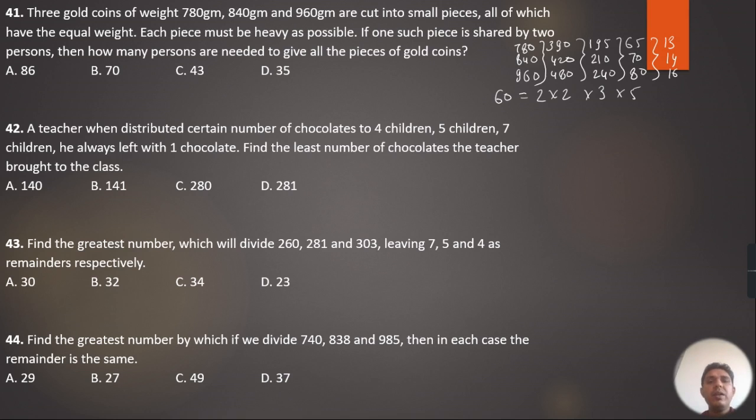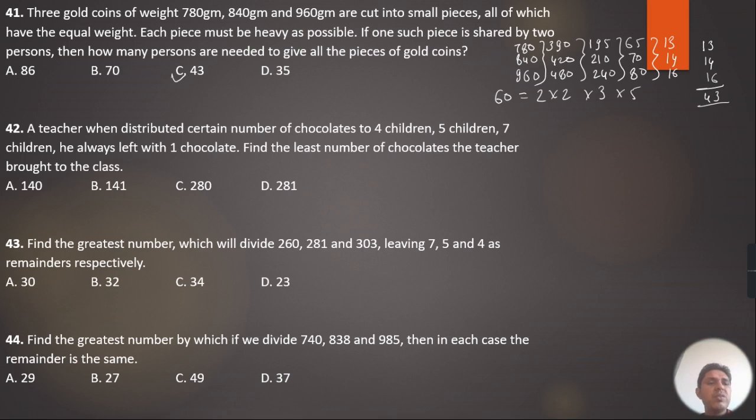So the number of coins that will be needed, 780 divided by 60, that we will get here 13. 840 divided by 60, that is 14, and 960 divided by 60, so we will get 16, and when adding all this we will get 43. So students, answer of this question will be C, that is 43.